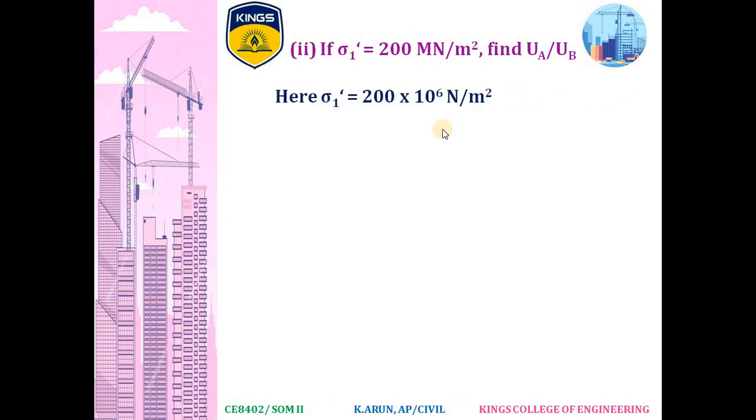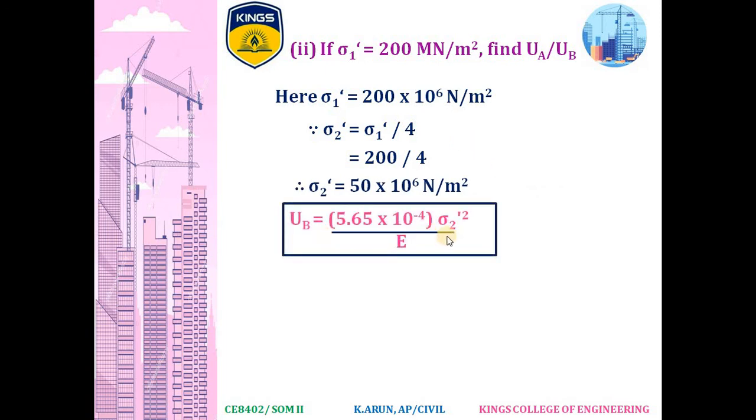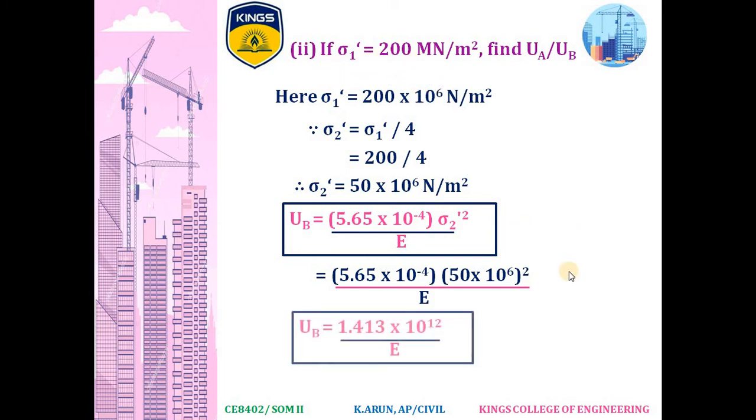So here sigma 1 dash equals 200 into 10 power 6 Newton per meter square. Sigma 1 dash equals 4 times sigma 2, so therefore sigma 2 will be sigma 1 dash by 4, which is equal to 50 mega Newton per meter square. So UB will be 5.65 into 10 power minus 4 by E multiplied by sigma 2 dash square. I am going to substitute the value of sigma 2 dash here, 50 into 10 power 6, so that we can calculate the strain energy stored in bar B for the stress induced of 200 mega Newton per meter square. So the value is 1.413 into 10 power 12 divided by E.